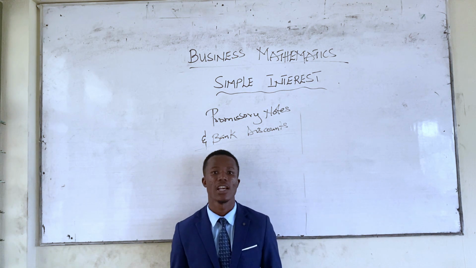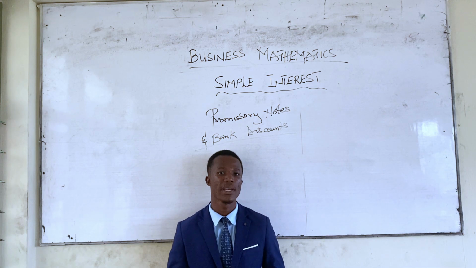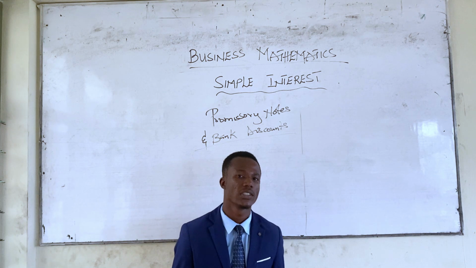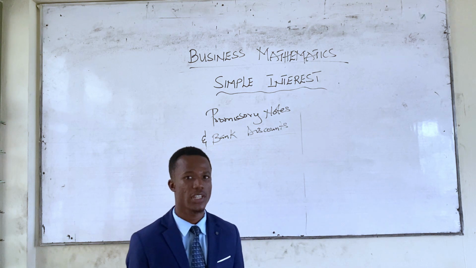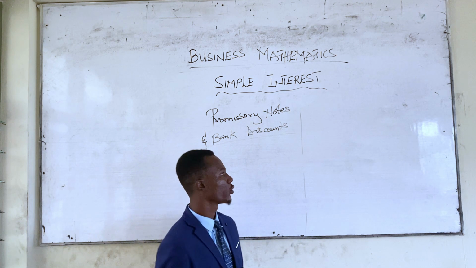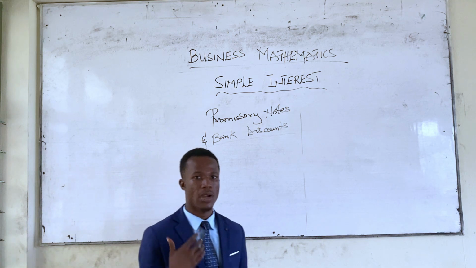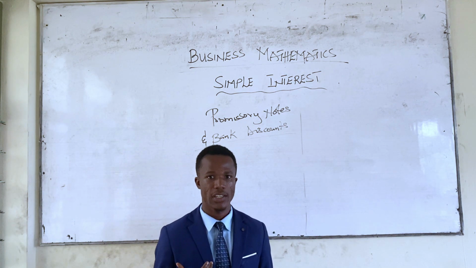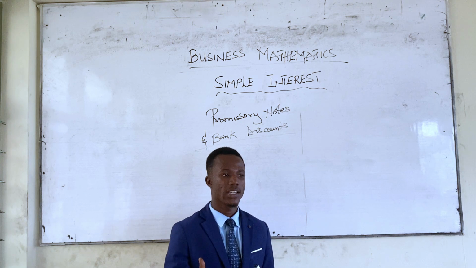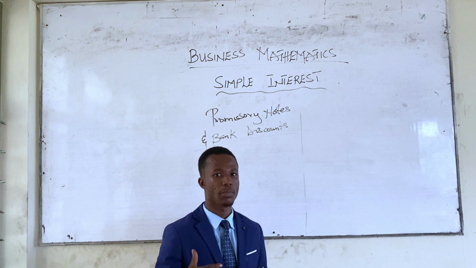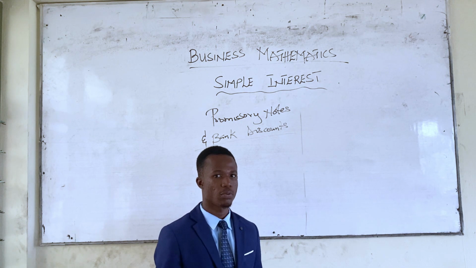A promissory note is just a note that a maker or a borrower makes in promise to a lender, or payee. So let's say you borrow an amount from me. In that case, I'm saying you are to provide a promissory note.